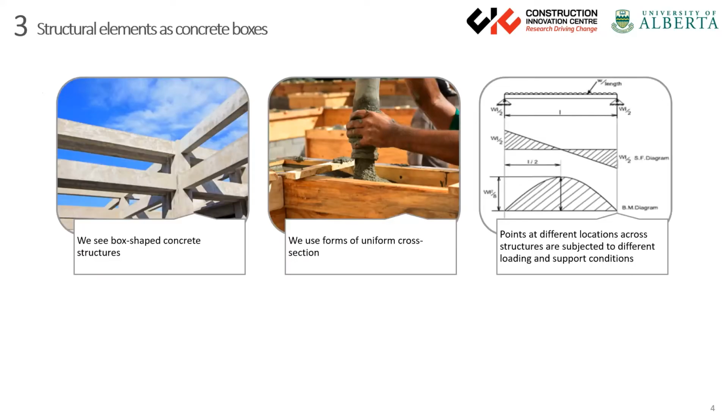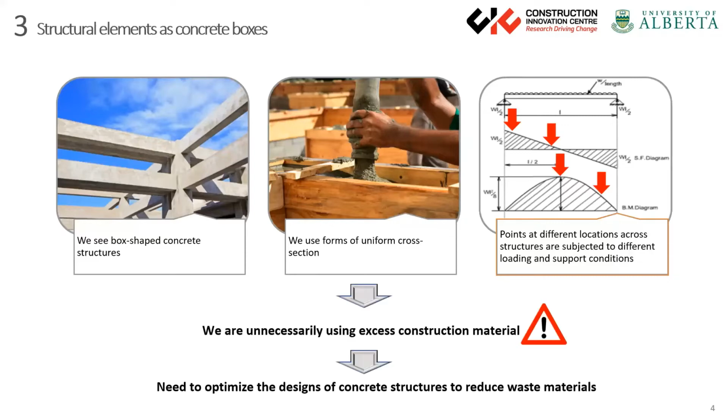Still, we keep seeing these concrete boxes everywhere we go. And why is that? Because we continue to use these formworks of uniform cross-section. This is although we have learned, and many of you have taught us, that loads across a concrete structure vary. They're not the same. Different points along a beam, for example, are not subjected to the same loading conditions. What does this mean? It means that we are using more material than what we actually need.